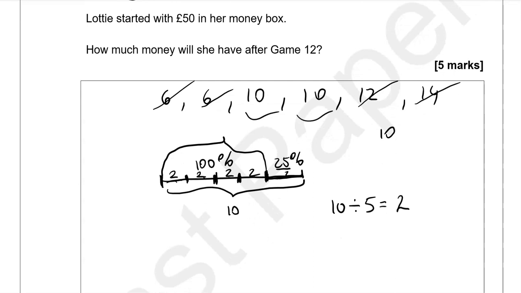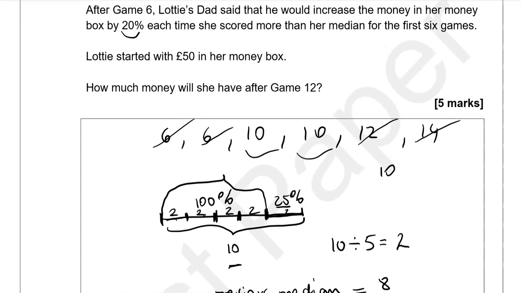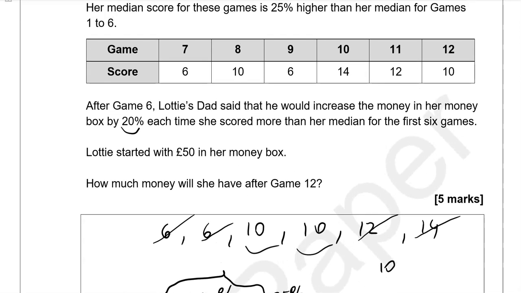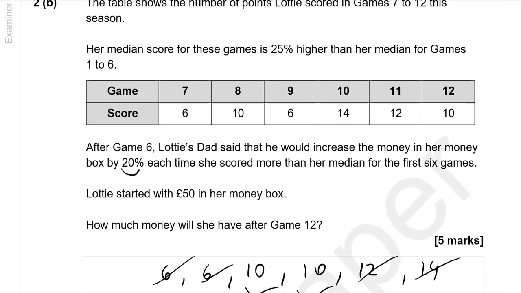So the previous median was equal to 8. And if you want to double check that, find 25% of 8, which is a quarter of 8, and that is equal to 2. If you add that on top of 8, it gives you 10. So let's have a look at these now. When has she scored more than 8? She scored here, here, here, and here. So it is 4 times.